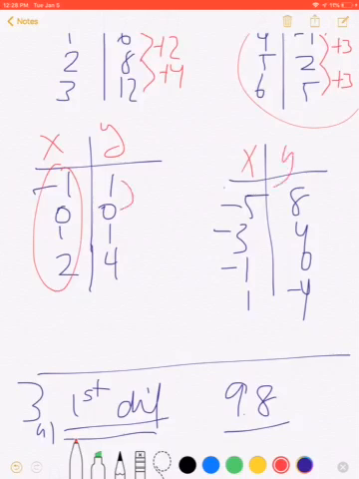These guys here, from 1 to 0 is minus 1. From 0 to 1 is 1. From 1 to 4 is 3. So these are not the same, so not linear.